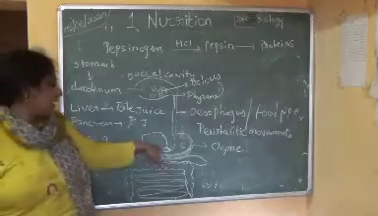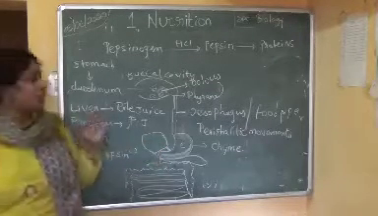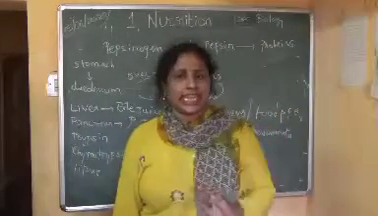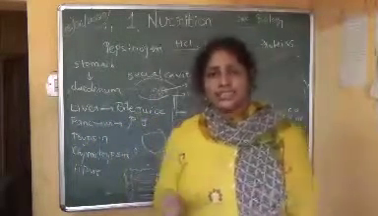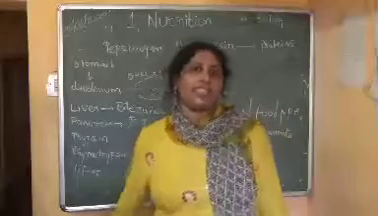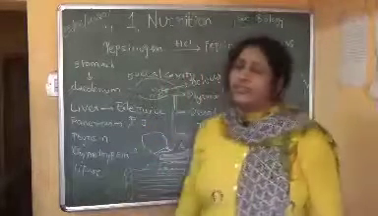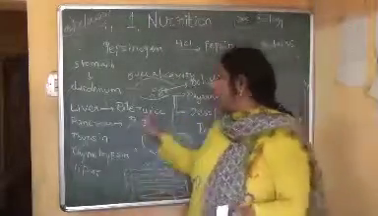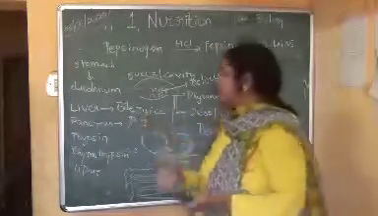Now liver secretes bile juice. A very important point to remember is that bile juice does not contain any enzymes. This is the juice which contains no enzymes. If they ask which juice contains no enzymes, you have to write bile juice. Bile juice contains bile pigments.